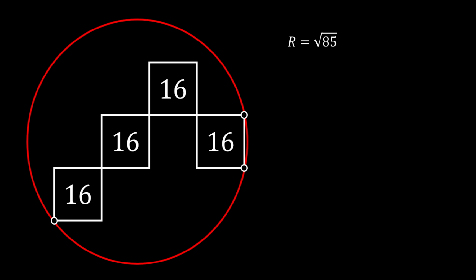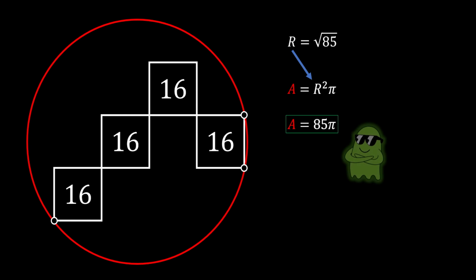Now, again, it's pretty simple to find the area of this circle as r squared pi. We're going to substitute the value of r, and again we will get that the area of our circle is equal to 85 pi squared units, and this is our solution.